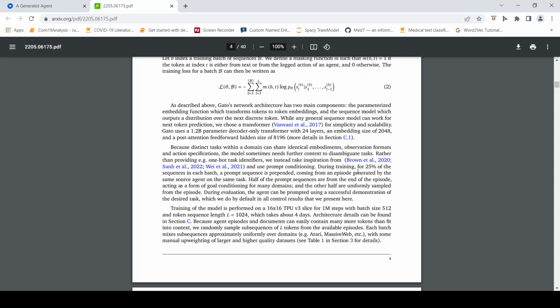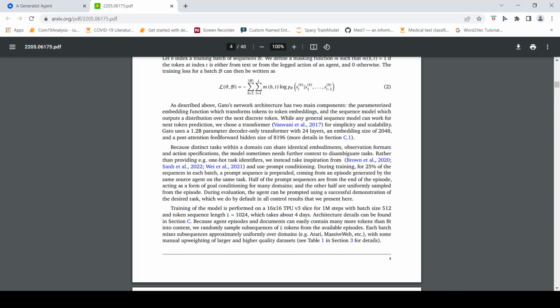So what does this mean actually? Half of the prompt sequences are from the end of the episode. For example, if it is a robotic movement, what is the end action which needs to be done? That end action is appended along with the input. In some cases, it is from the beginning, for captioning for example, it could be the start of the caption or something like that. So these prompts are also used along with your input to actually train the model.